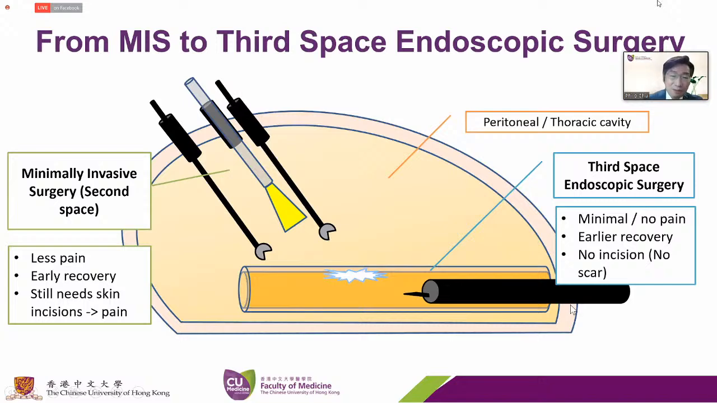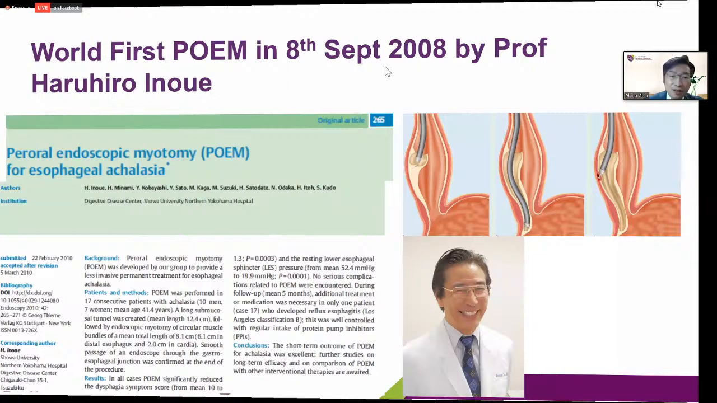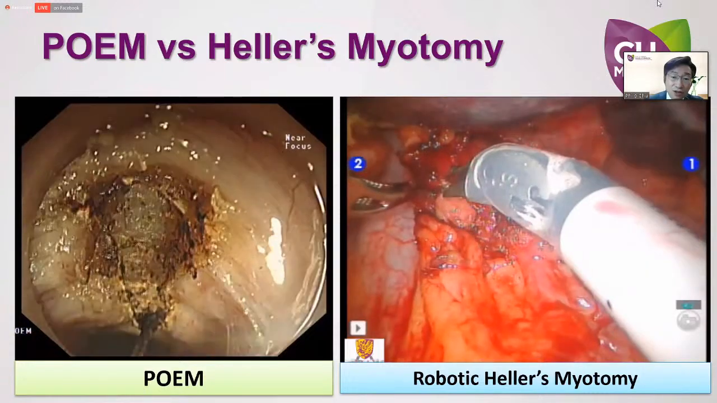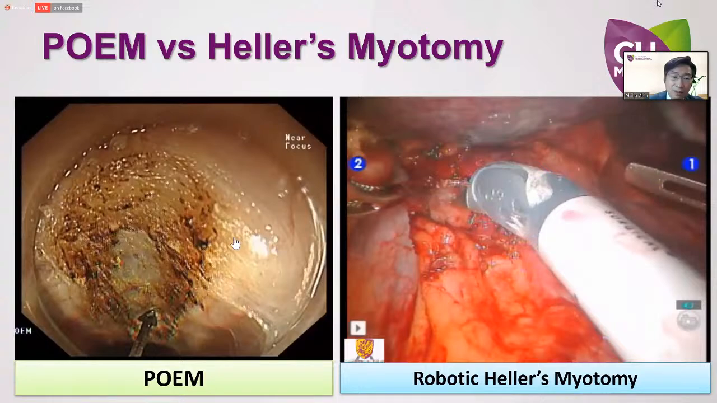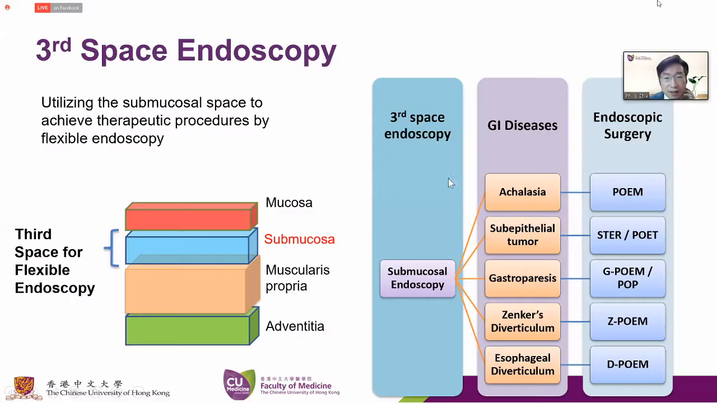So as Professor So mentioned, POEM was first performed by Professor Inoue back in 2008. The comparison between these two concepts shows that we are achieving the same surgical procedure and also the outcome, but POEM is without any incision. And there has been fast development in first space endoscopy. So my talk will be focusing on the endoluminal treatment of GI neoplasia. At the submucosa, we are focusing on treatment of subepithelial tumors.